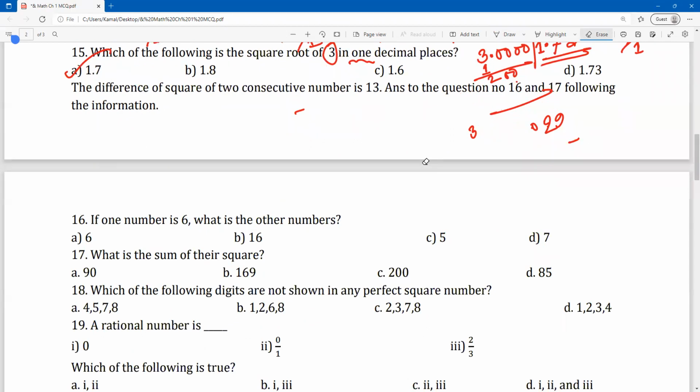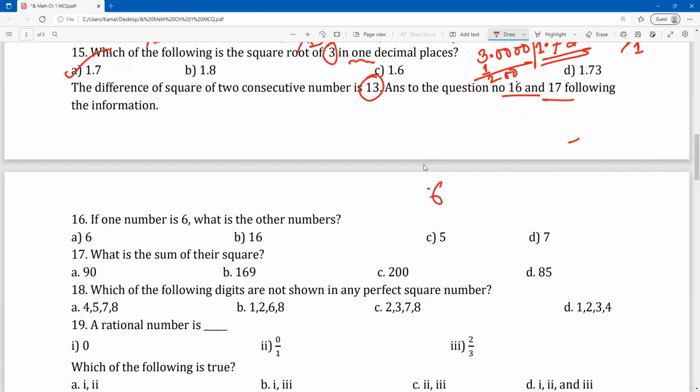Okay, here, question number. The difference of the squares of 2 consecutive numbers is 13. Then answer question number 16 and 17 according to the stem. The difference of the squares of consecutive numbers is 13. So what if one number is 7?